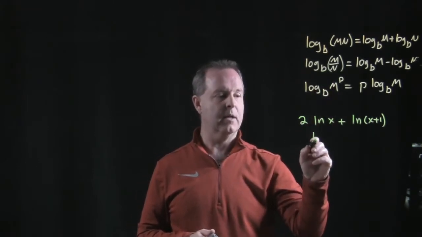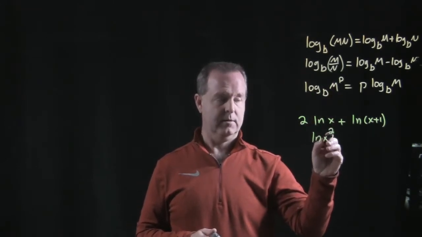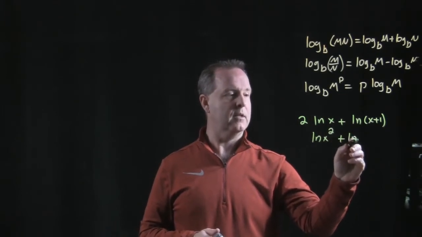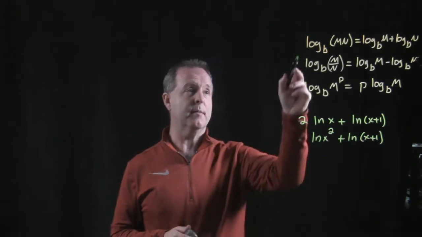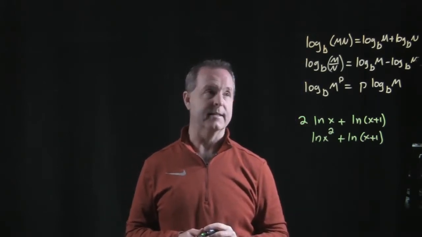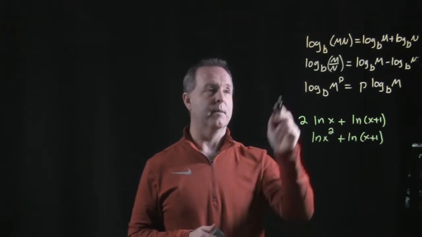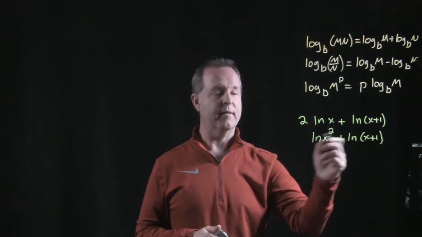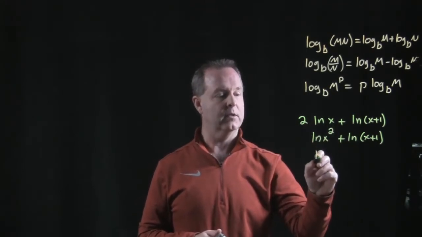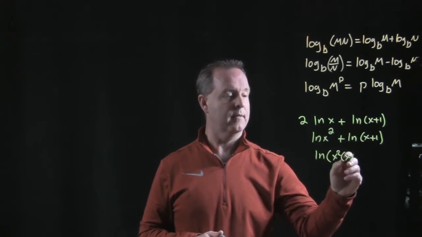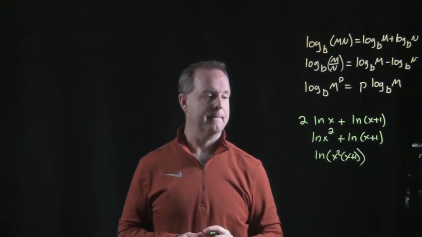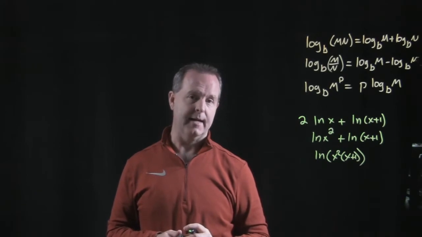So this becomes the log of x squared plus log of x plus 1. Then from there, I can determine which of the other rules can help me condense that, which is the product rule. I can reverse that one, and this turns into log of x squared times x plus 1. And there I was able to condense that.